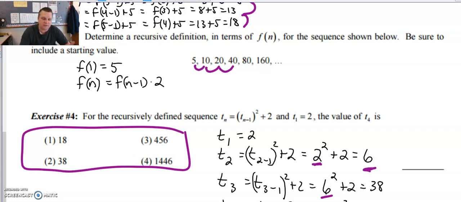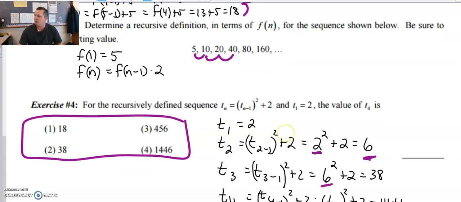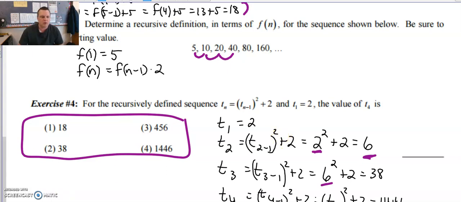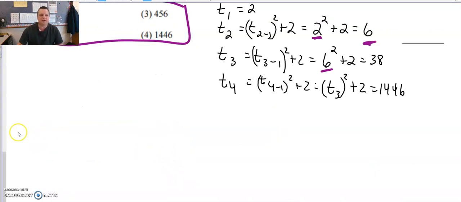Again, I go too fast, pause it. Make sure you're getting it all down. And then T4, don't be scared of numbers getting larger. Remember, exponential growth. If you're squaring things, if you're raising it to a power, it'll go up much quicker than a linear. And our last one, the T sub 4.